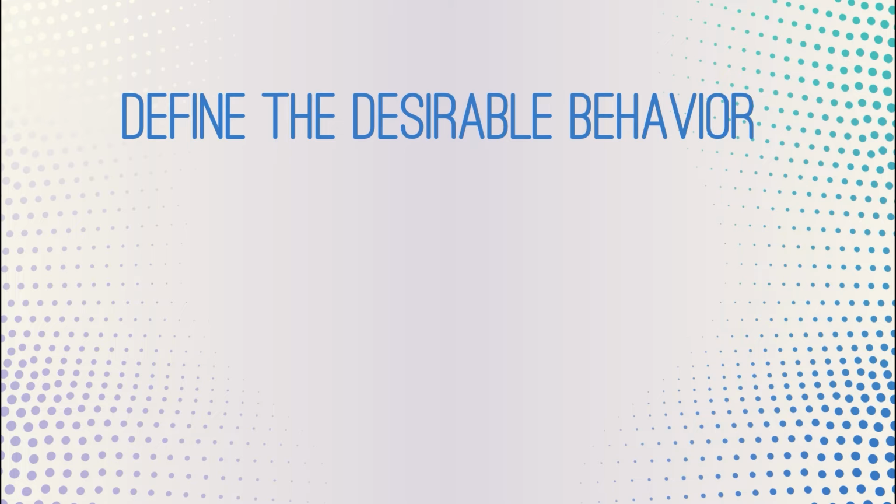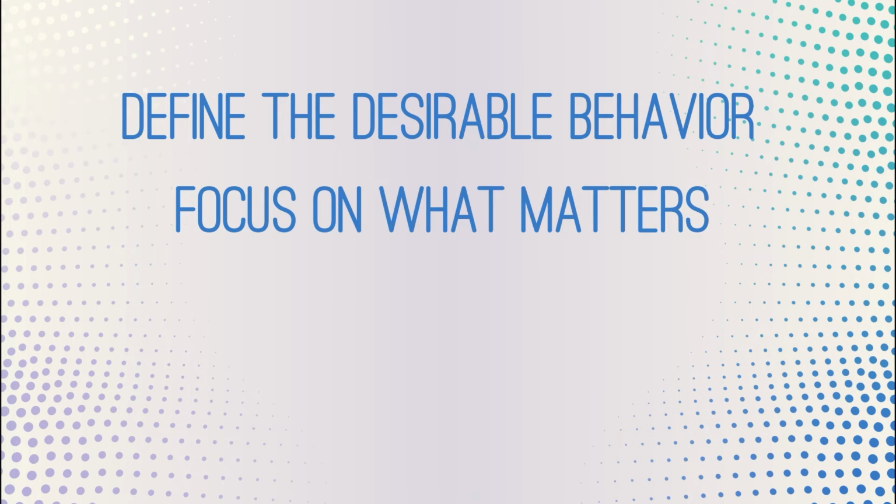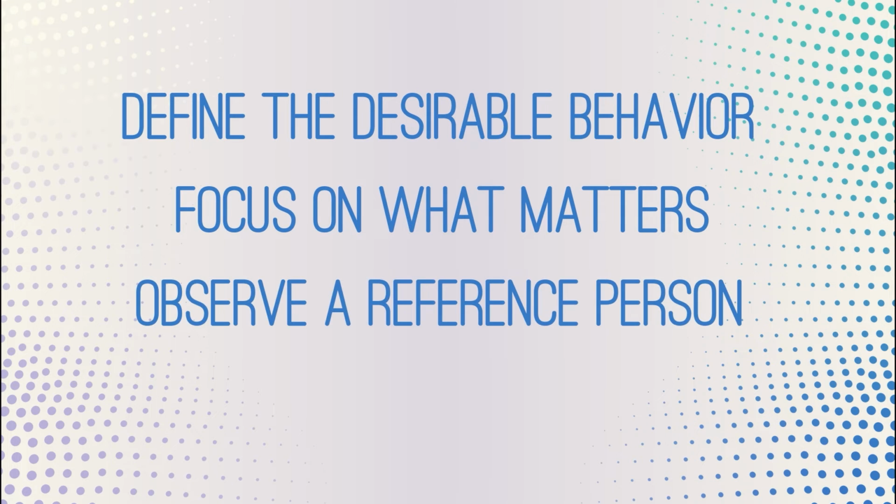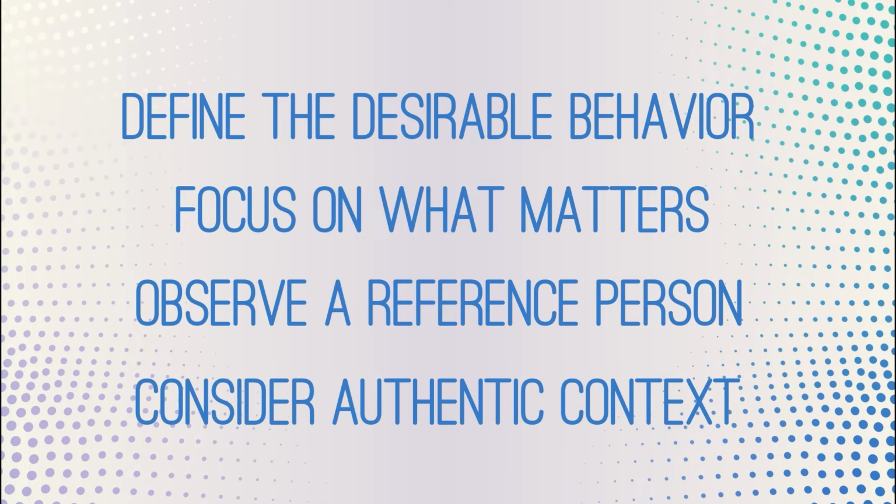Then define the desirable behavior that you want the student to do instead of the undesirable behavior. Focus on something that matters, like participation, not interventions. Observe a reference person for comparison, like another student in the classroom or students. Consider authentic context, not therapy. For example, you want student A to complete his seat work in 30 minutes with 1 reminder or less, which is similar to the other students in the class.